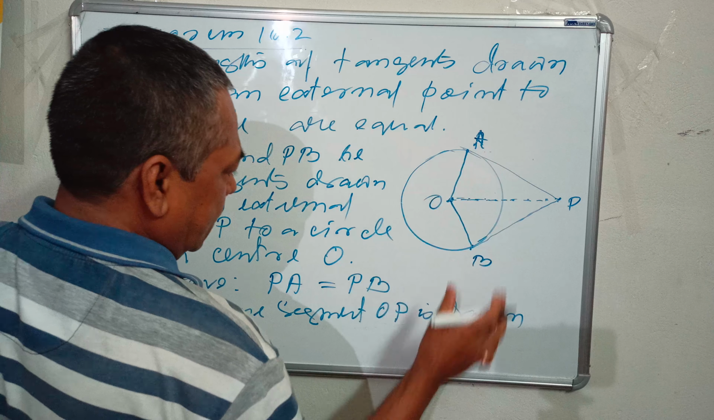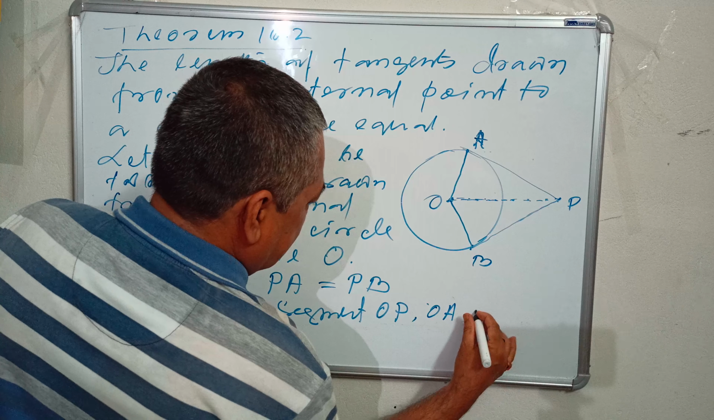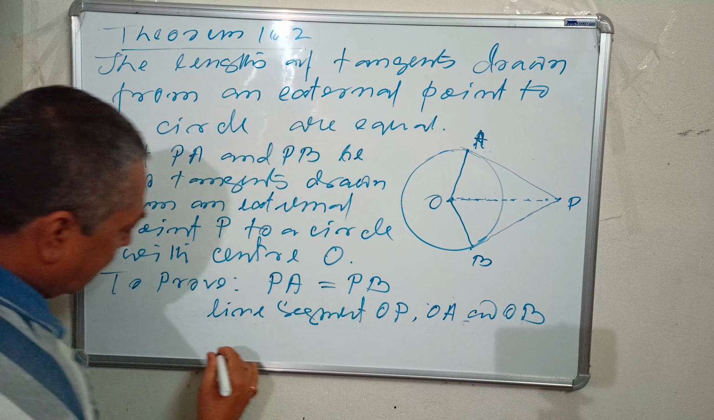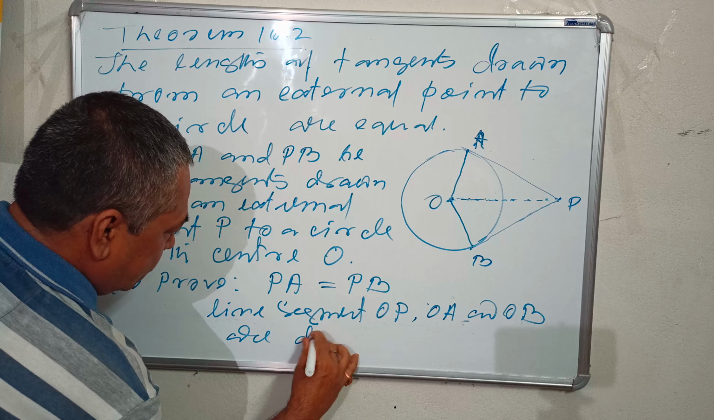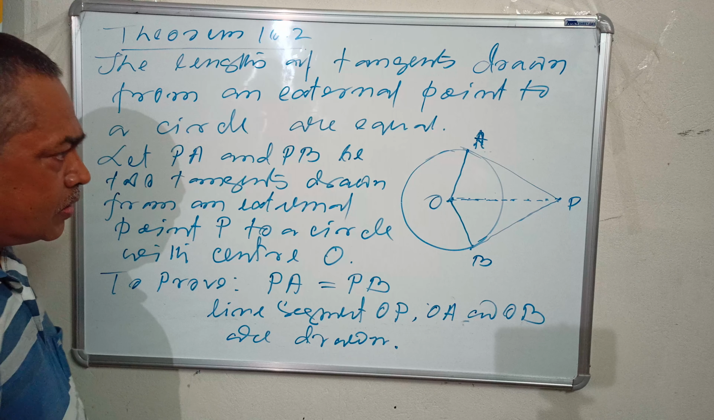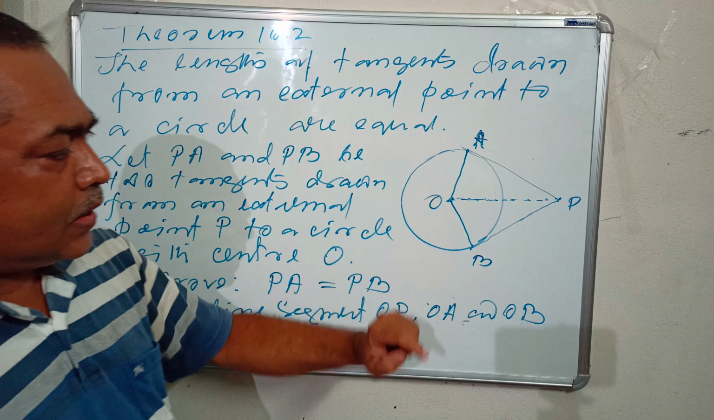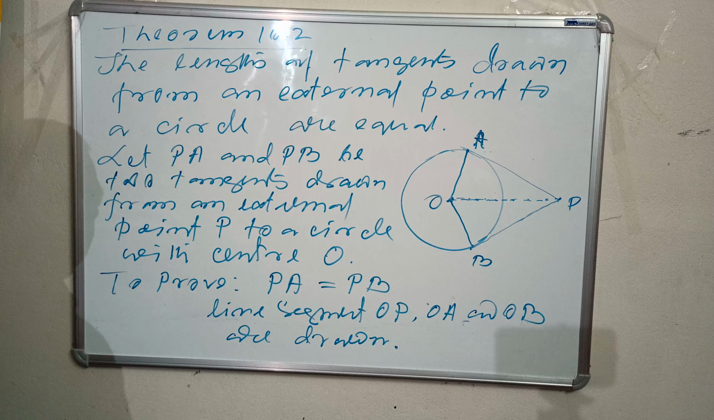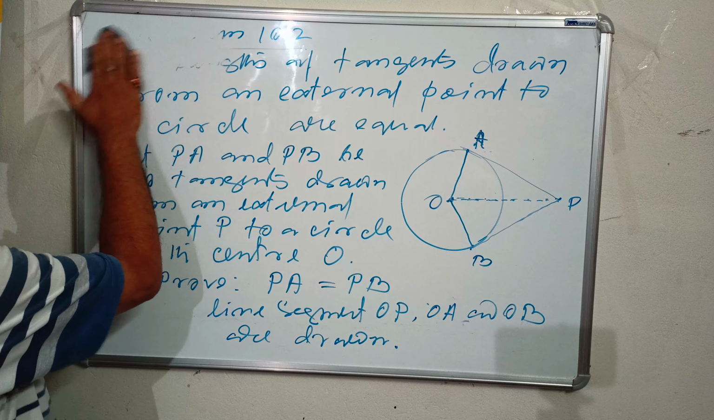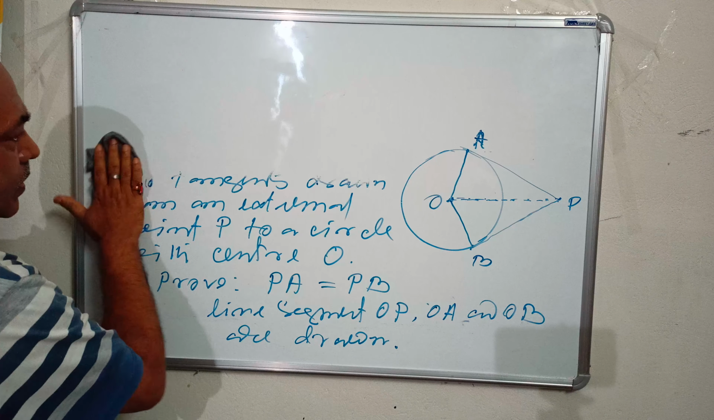Let me write like this: OP, OA and OB are drawn. Because these are not given in the question, in the theorem. No, only these two. We are drawing them on our own. So we join OP, we join OA, we join OB. So OA and OB are radii. Now we can go to prove that PA equal to PB. Okay, this is very simple, and this is very important. Although it is very simple, it is very, very important. Okay, you should know that.